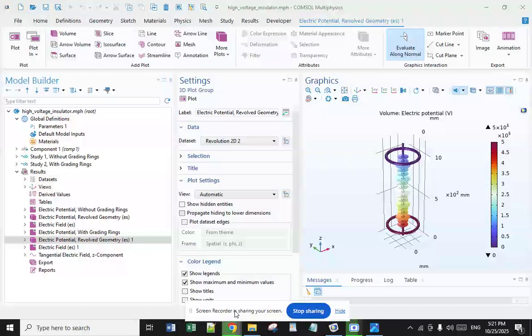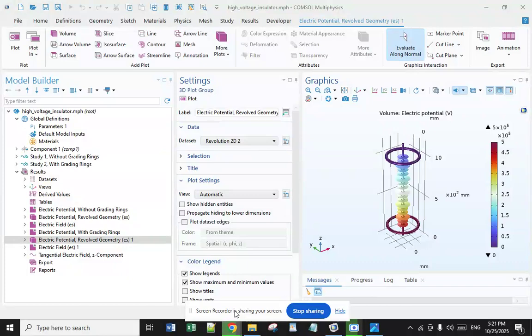The next one is polymer insulators. Polymer insulators are a more modern alternative to porcelain and glass insulators. They are lighter and more resistant to breakage and vandalism, making them ideal for use in locations where there is a risk of damage to insulators, such as in urban areas.